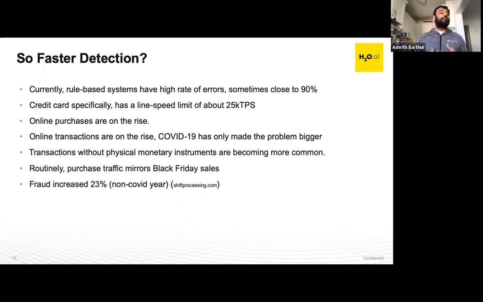You also have to match the credit card line speed. So there is a top limit of 25,000 transactions per second, which essentially means that these systems can process 25,000 transactions per second, provided they can verify whether it's fraud or not fraud, and so on. So you kind of have to scale that up as well if you can, which is very important. Online purchases are, of course, on the rise. And as I said earlier, COVID has made this a very big problem.